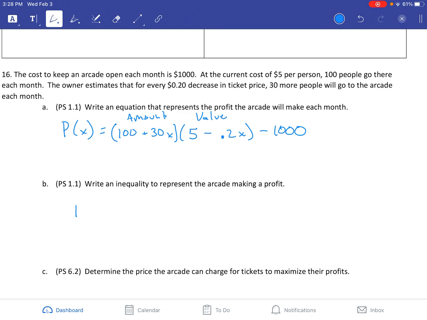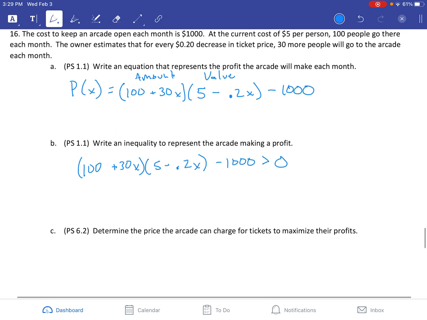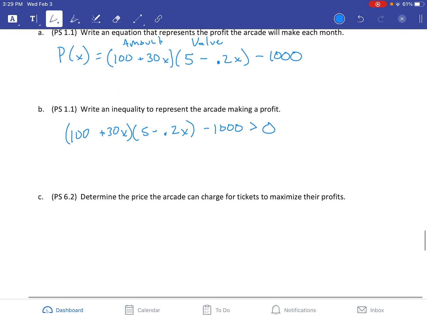To make an inequality out of that, we're just going to rewrite the equation just the way it was, but we're going to make an inequality out of it. Now, since we've got to make a profit, the left side of the inequality has to be greater than 0. It can't be equal to, because that would be breaking even, and then we wouldn't make a profit. So it's going to be greater than. I'm going to make my greater than sign a little bit prettier. There we go. So there's my inequality.